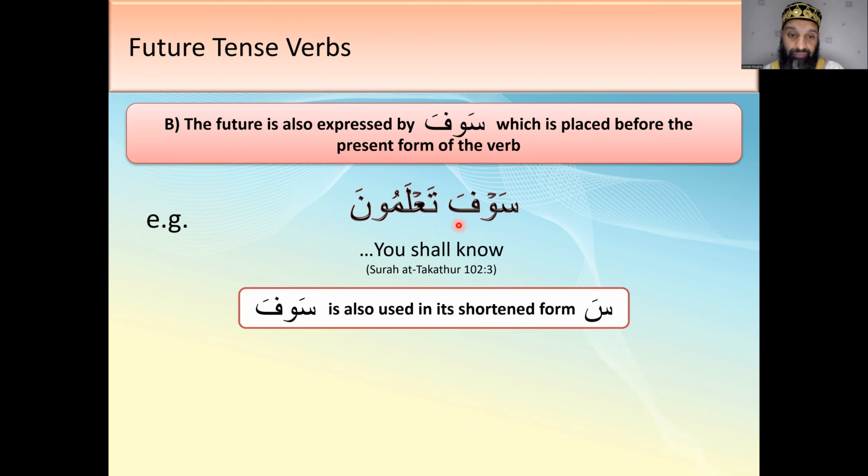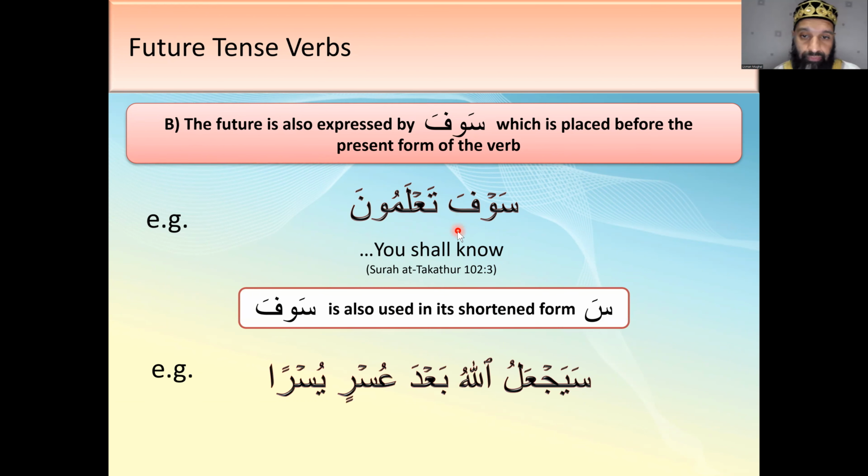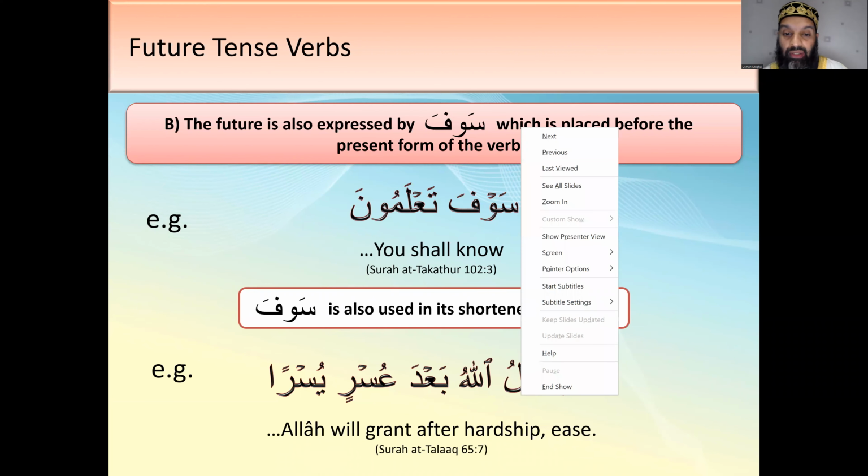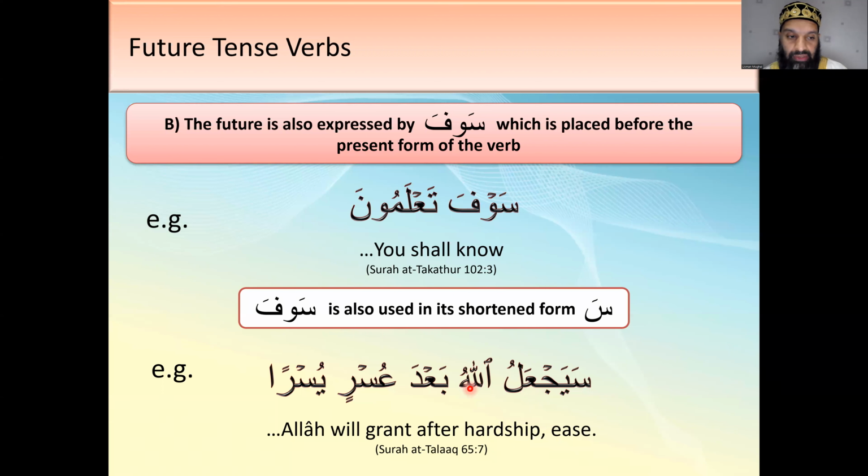And the last way to tell that I know of, I mean, there might be more, but these are the three that the book mentions, and the three that I know, is when, imagine the sa of sawfa attaches onto the yaj'alu. So when sawfa is also used in its shortened form, sa, when sa attaches onto a present tense verb, it becomes future. So you've got sa yaj'alu. Yaj'alu means he makes, literally. But sa yaj'alu means he will make. Who will make? Allah. Allah will make, right?